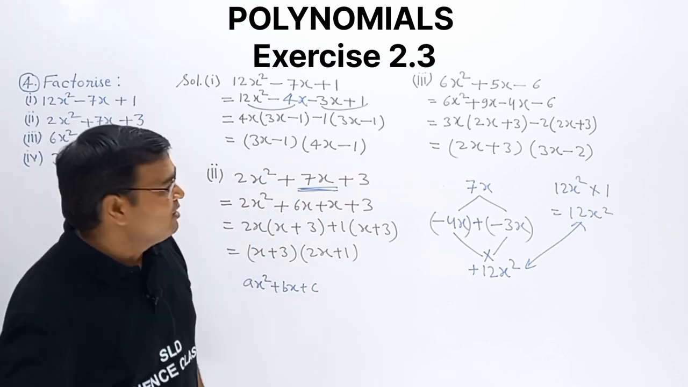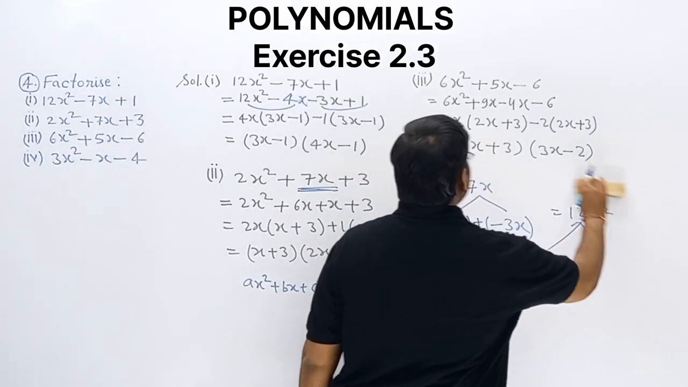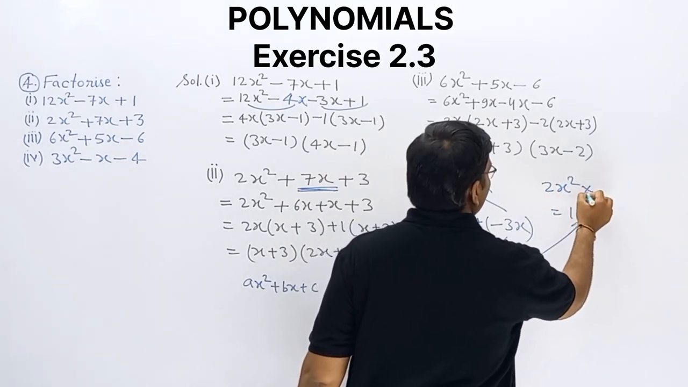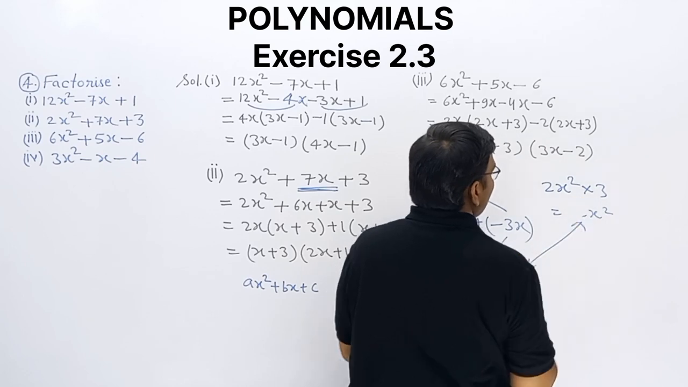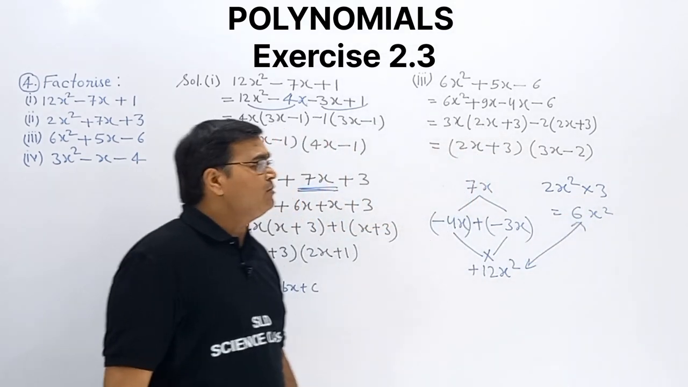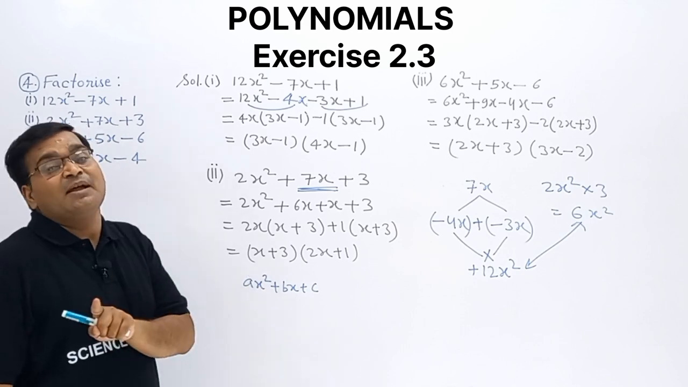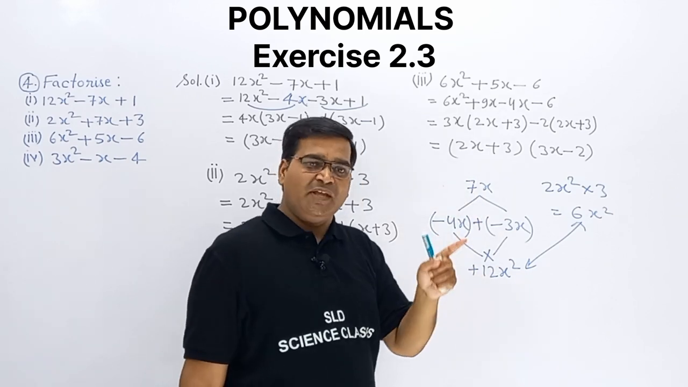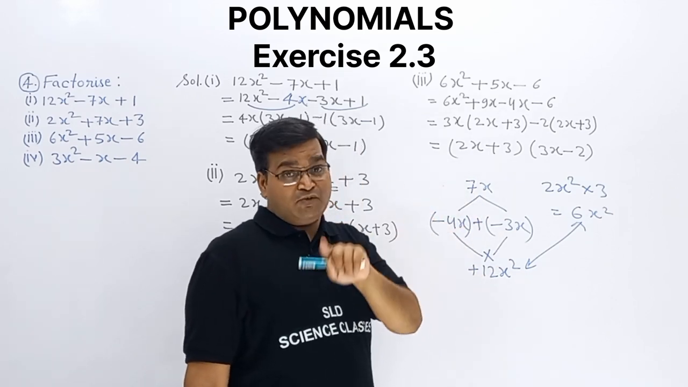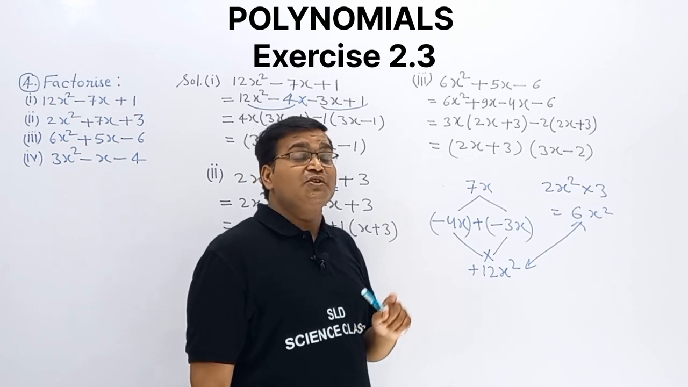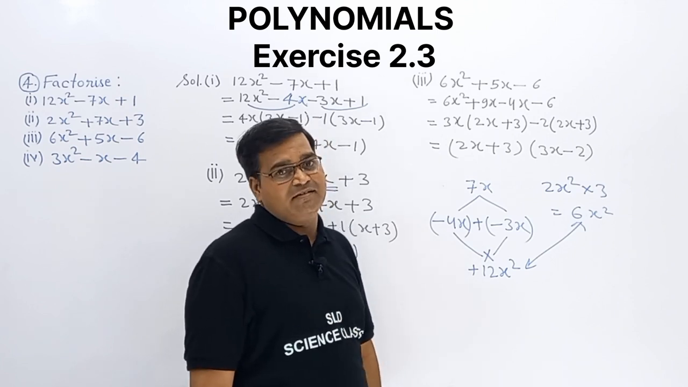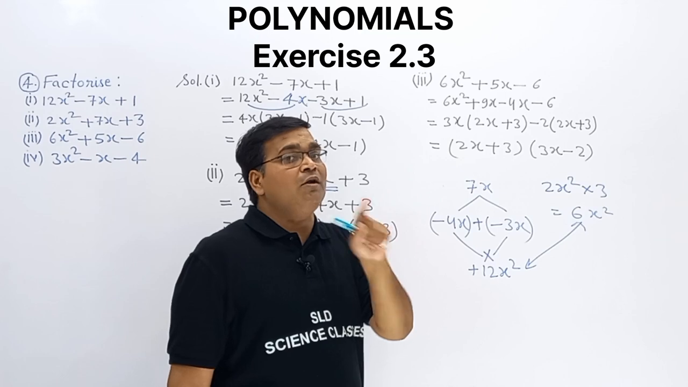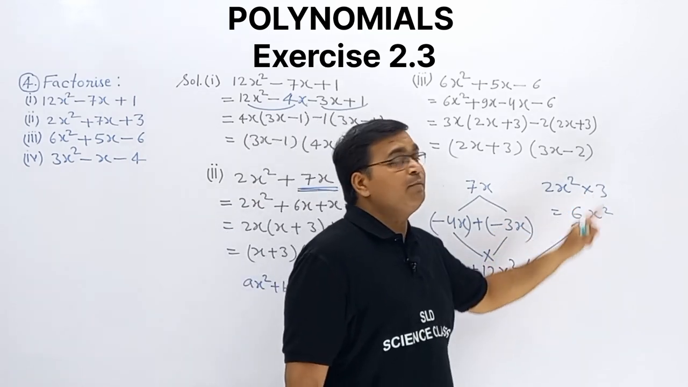Are you getting? Product should be of the first and last term: x square term, 2x square, and constant term is 3. Product should be 6x square. So we will take numbers accordingly. 7x can be split into 8 minus 1, 5 plus 2, and 6 plus 1, like this. But in all, we are not getting the same product.